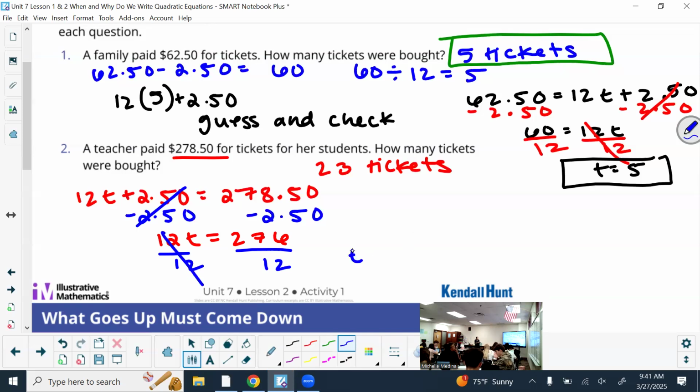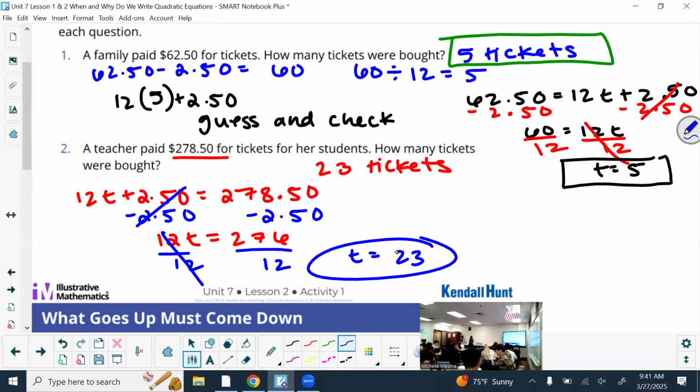In an earlier class today, someone guessed and checked this one. They started with their first guess being 9 for the t. They knew it had to be something greater than 5 because the cost for 5 tickets was this much, and since the teacher paid almost $300, they knew it was going to be more than 5. And then once they saw what that was in their calculator, they adjusted their guess based on that until they found the right answer. So it works pretty nicely for that.